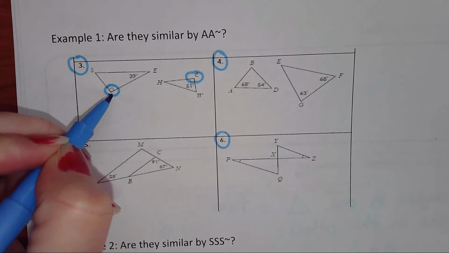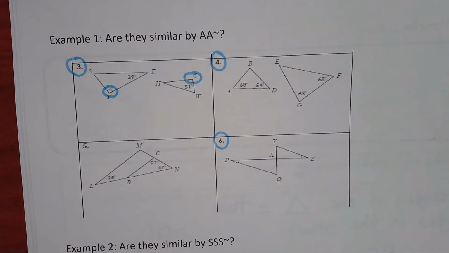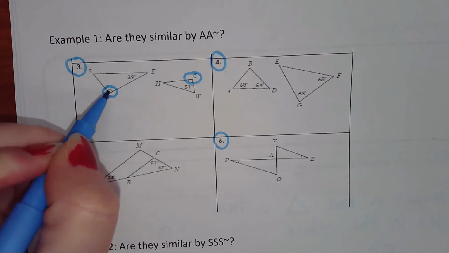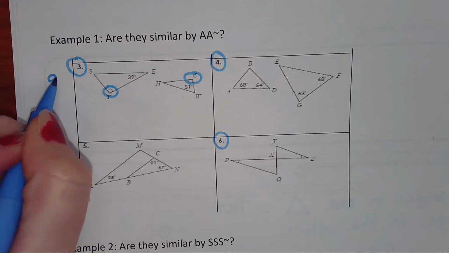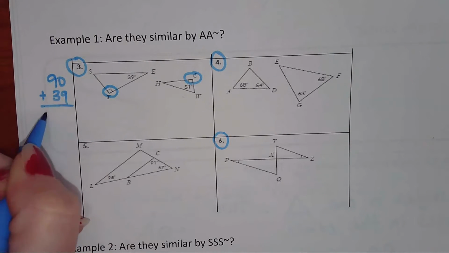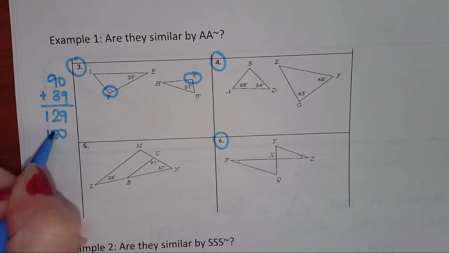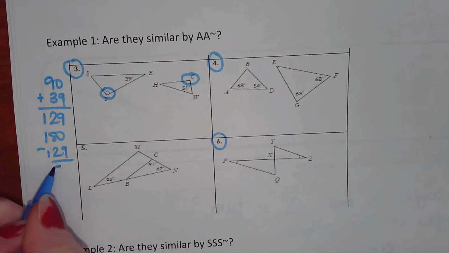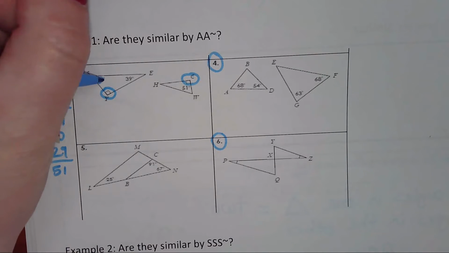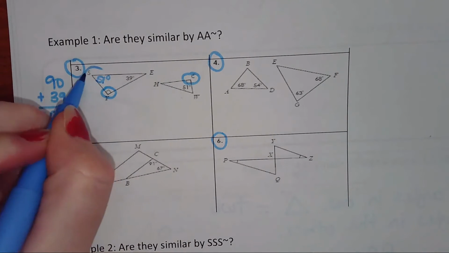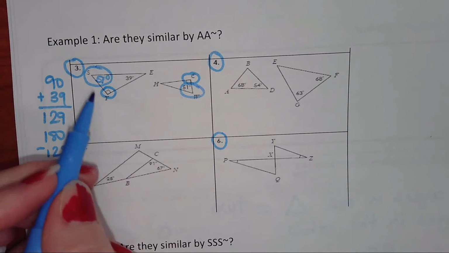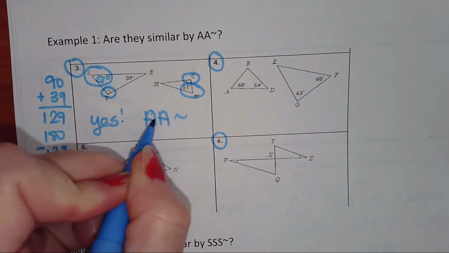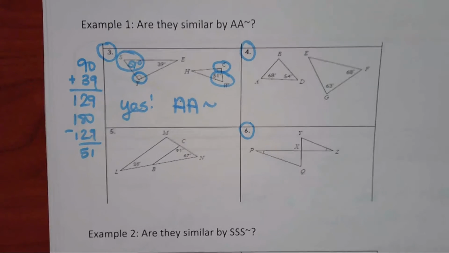So remember that in a triangle, all of the angles add up to 180. So if this is 39 and this is 90, we can add those together and we get 129, and then you subtract that from 180. And you do 180 minus 129, and you get 51 degrees. So this angle is 51. Well, that angle is 51 as well. So those two angles are equal to each other. So these two triangles are similar by angle, angle. That's it. You just have to show that the angles are equal.